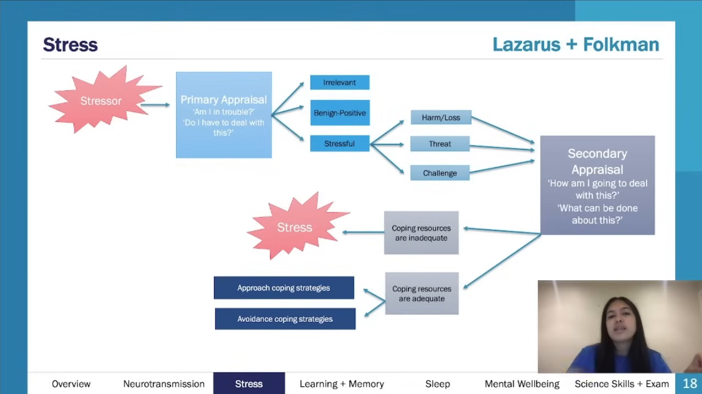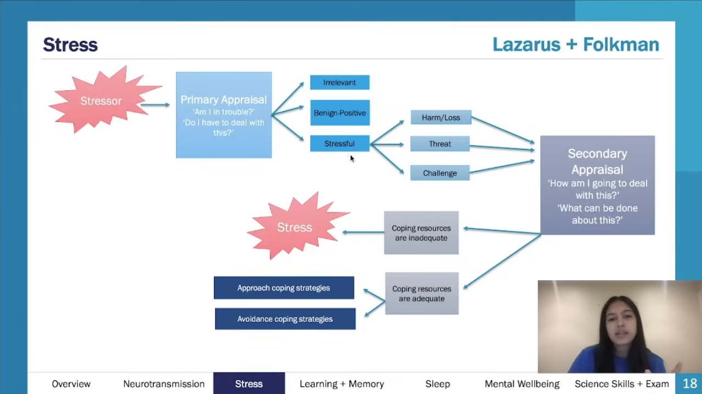If you think, okay, this is pretty significant, then you've got your secondary appraisal. And that's when you're thinking, okay, something significant has happened. A, do I have enough resources to deal with it? Or option B, do I not have enough resources ultimately? And then that obviously factors in how stressed you feel.